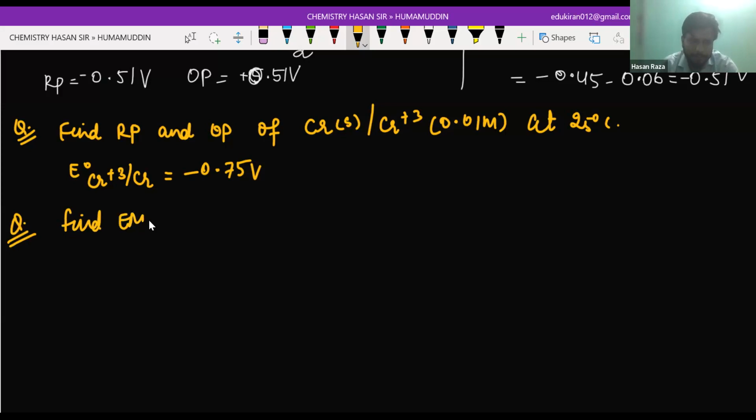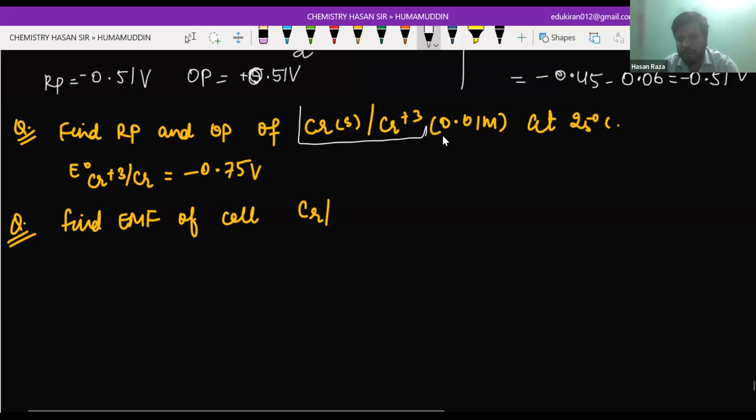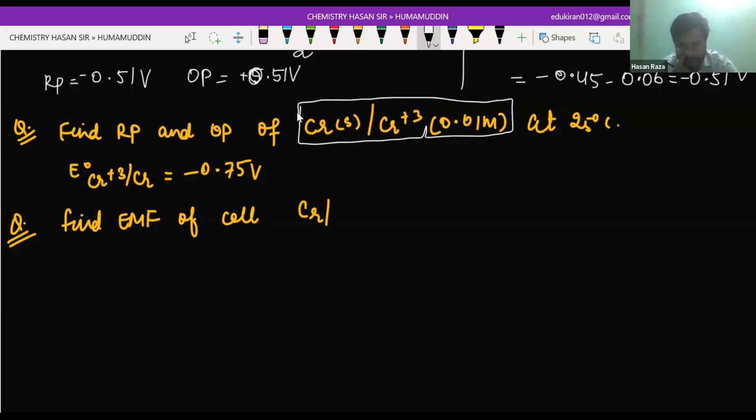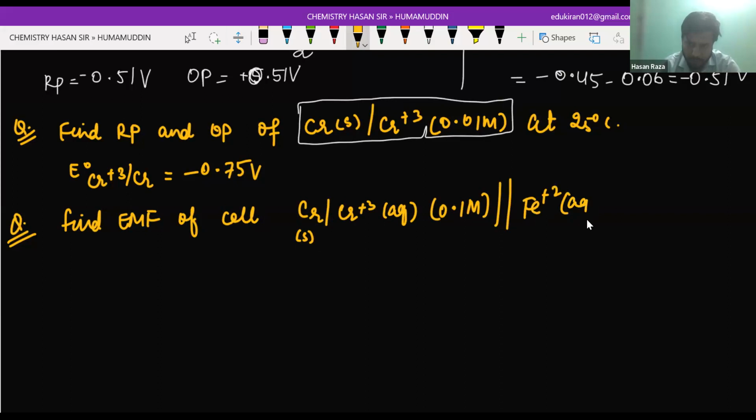Find the EMF of the cell, and here you have to write the reaction according to this representation, right, Austin? Yes, sir. So you are going to write the reaction according to the representation, the one which I'm going to write here. 0.1 M is given, double slash, Fe plus 2 slash Fe solid, and here the concentration is 0.001 M.